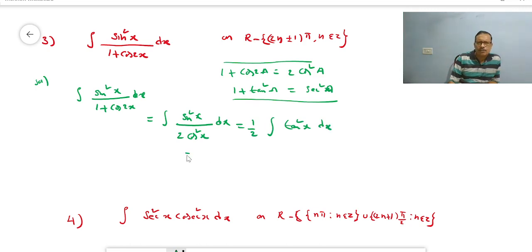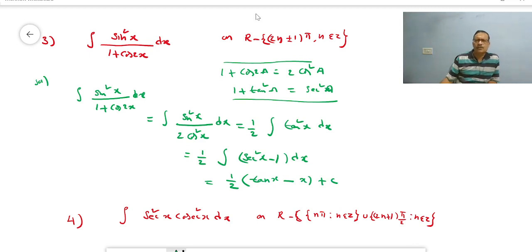This is equal to 1 by 2 into integral of, so 1 + tan² a is secant² a, so tan² a is secant² a − 1. So tan² x can be written as secant² x − 1 into dx. So this is equal to 1 by 2 into integral of secant² x dx, whose formula is tan x, minus integral of 1 dx is x, plus constant.